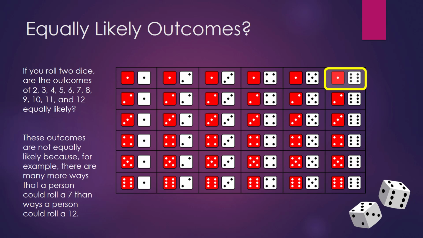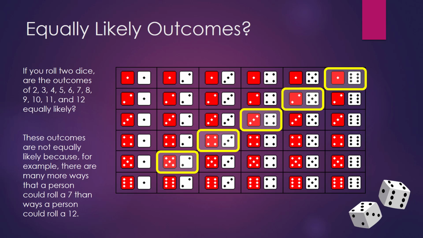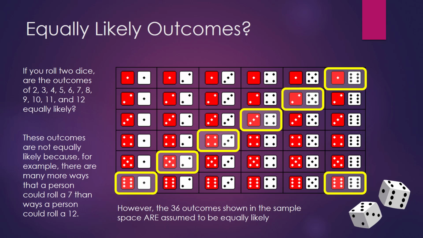A person to get a 7 could roll a 1 and a 6, a 2 and a 5, a 3 and a 4, a 4 and a 3, a 5 and a 2, or a 6 and a 1. Conversely, there's only one way to get a pair of 6s or a 12. However, it's important to note that we do assume that each of these 36 outcomes represented in the sample space are assumed to be equally likely.